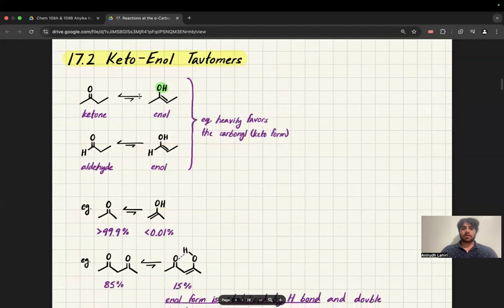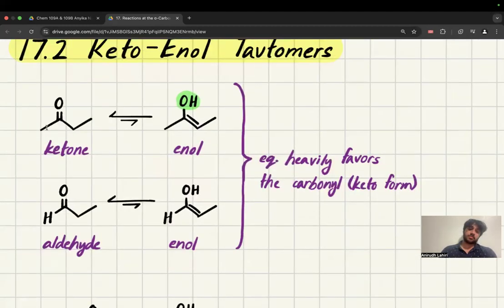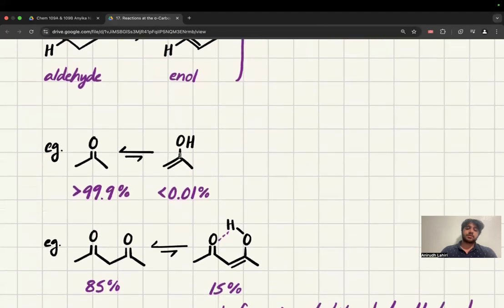Okay, keto-enol tautomers. A ketone heavily favors this side of the reaction. It goes between keto and enol. 99.99% of it is in this form. Only 0.01% is in this form. So maybe this is pretty dramatic, right? Pause the video and try to guess why this structure doesn't have as dramatic of a difference. You still see 85% to 15%, but that's not as dramatic as 99.99 to 0.01.